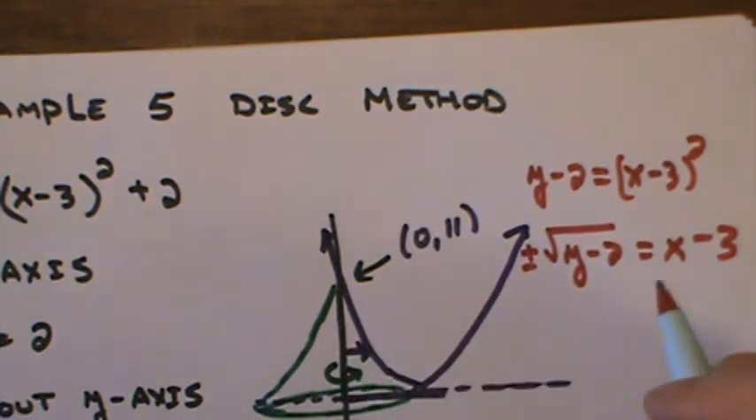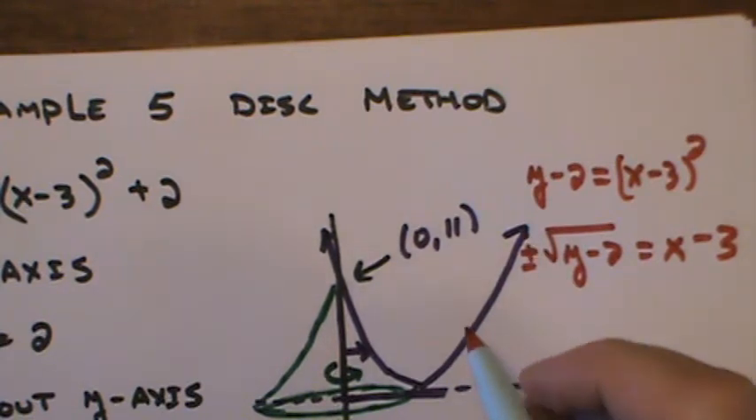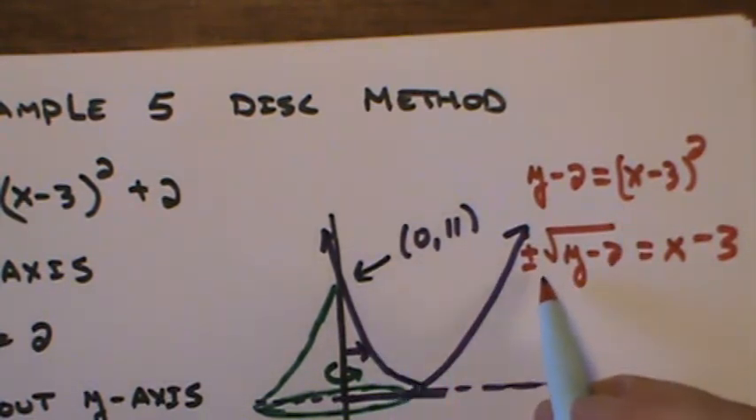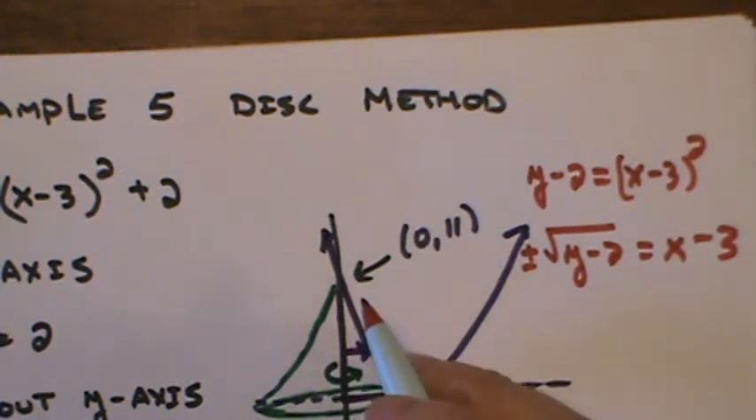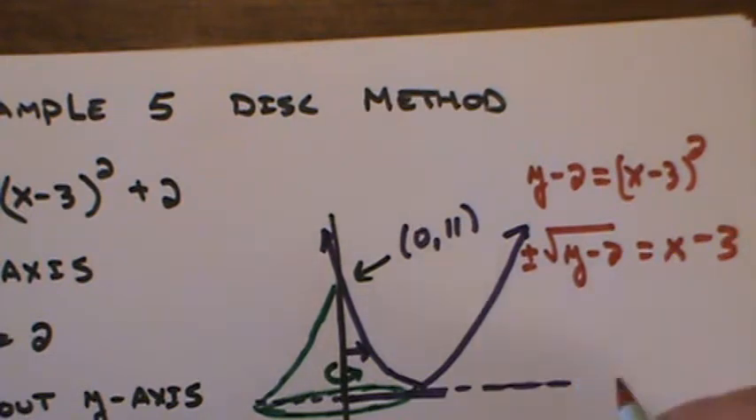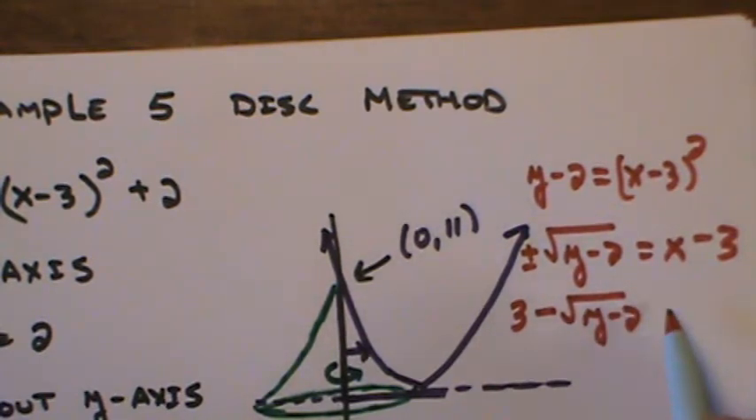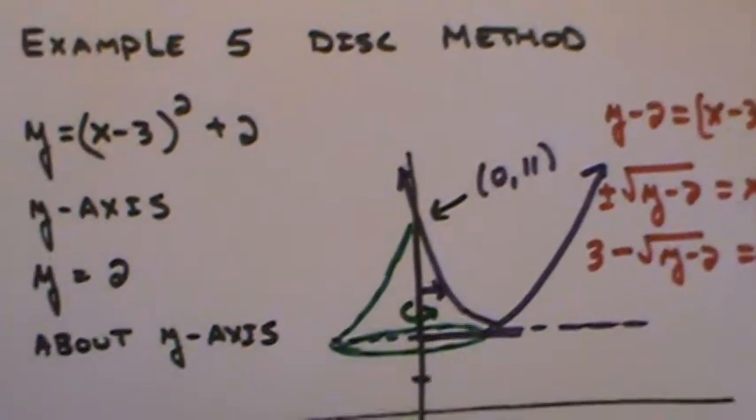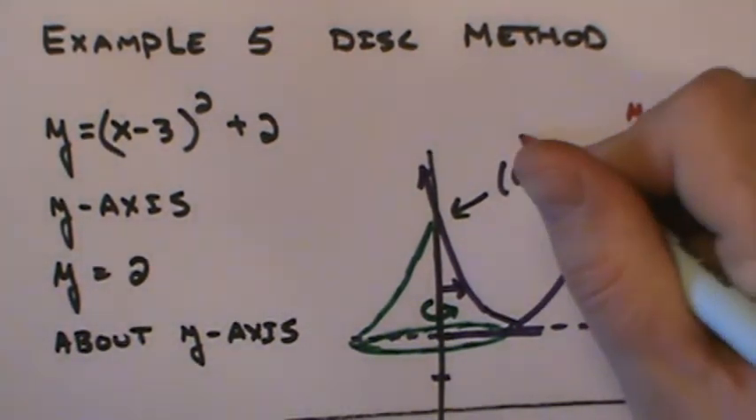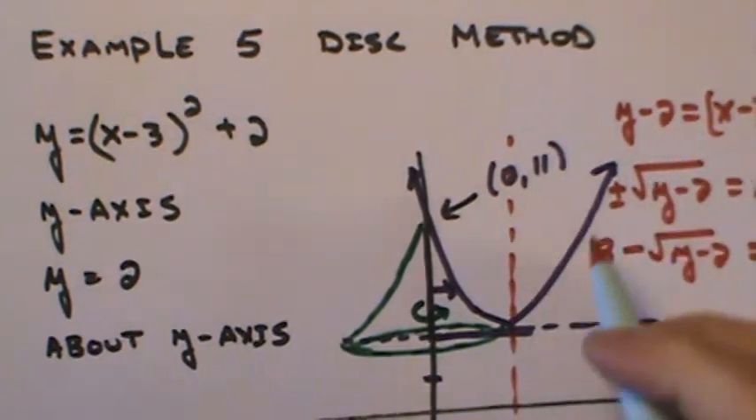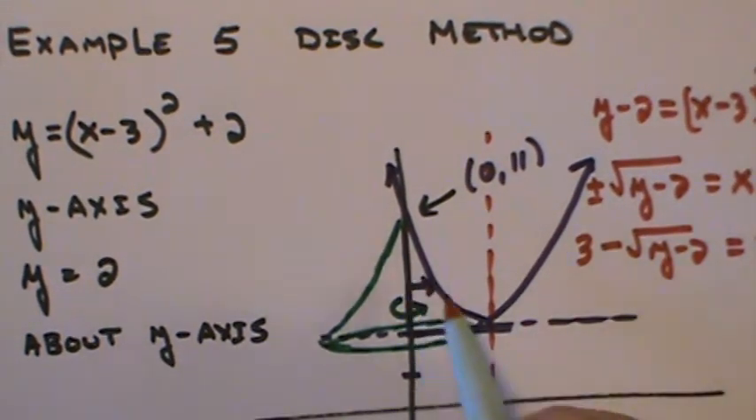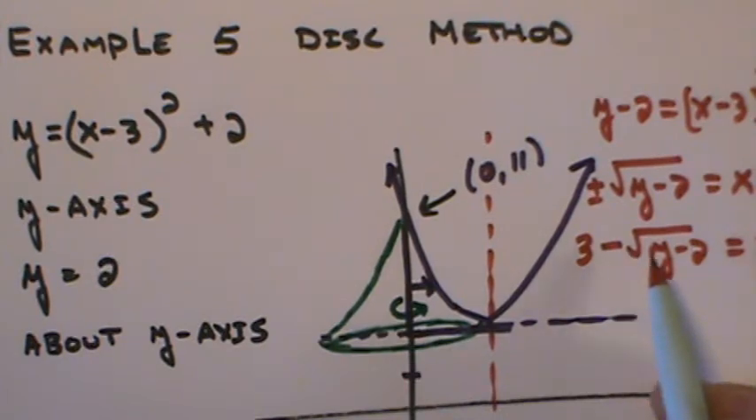This would be the positive side over here, so this is the negative. I must be working with the negative side of the parabola. So that would be this side here. And then I'm going to bring that 3 over. As I bring the 3 over, I could write this as 3 minus the radical of y minus 2 equaling x. If you're wondering how I know whether I have positive or negative, I'm just putting a line here. This is the positive side of the parabola, this is the negative side of the parabola.